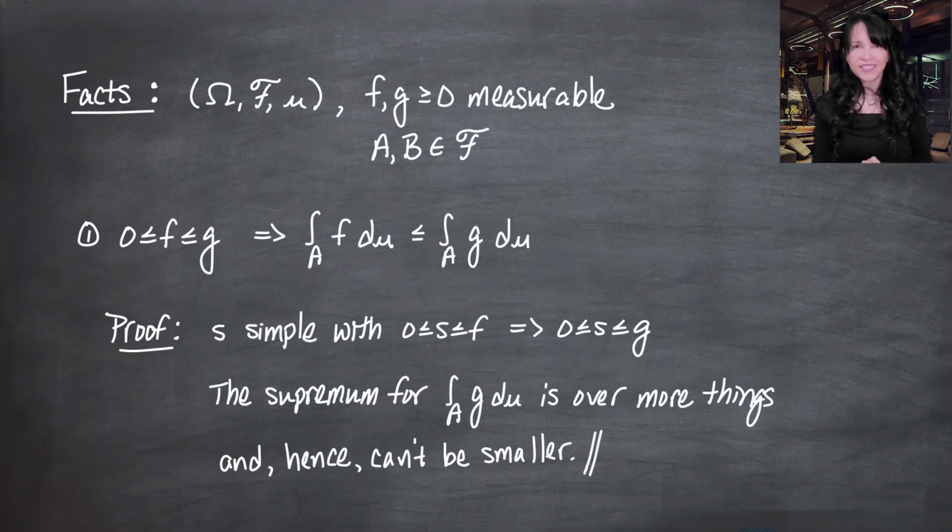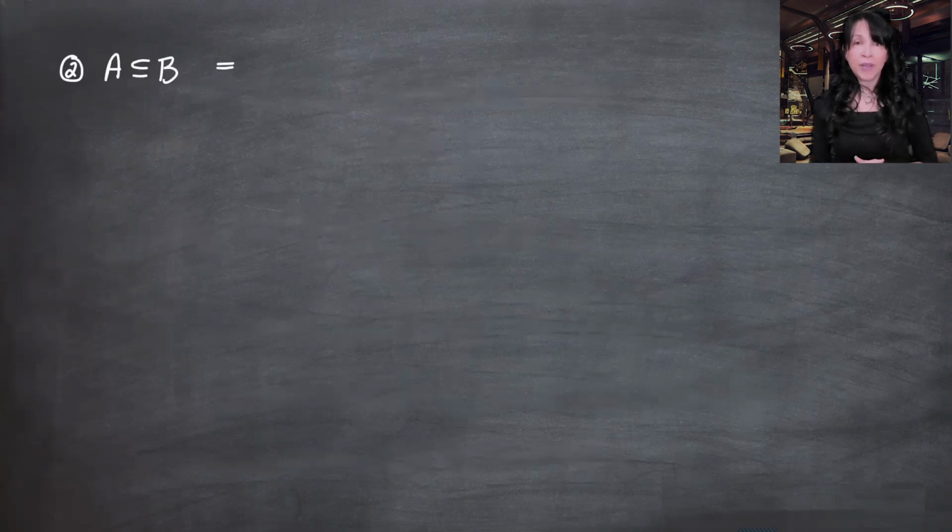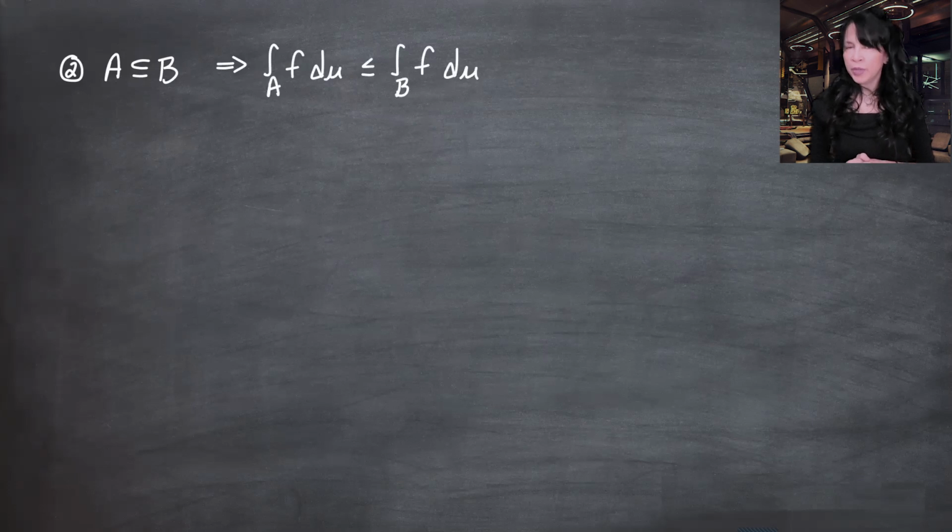And that's the result we wanted. As a second fun fact for today, suppose that our sets from curly F are capital A and capital B. Suppose that A is a subset of B. Then I claim that the integral of f d mu over A is less than or equal to the integral of f d mu over B.